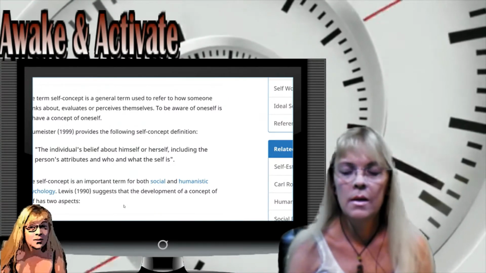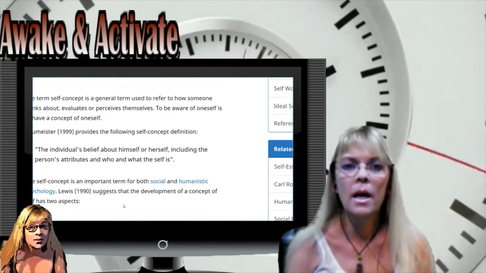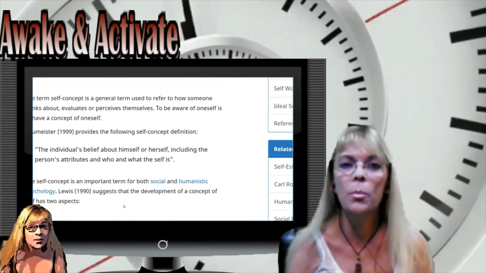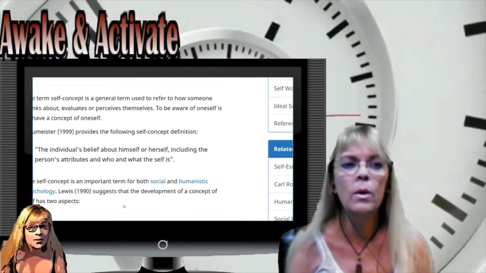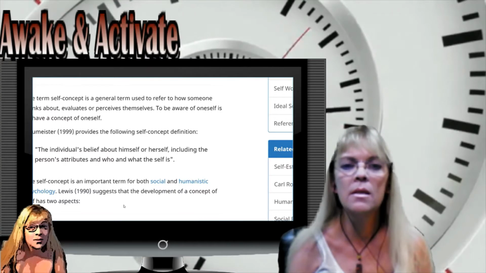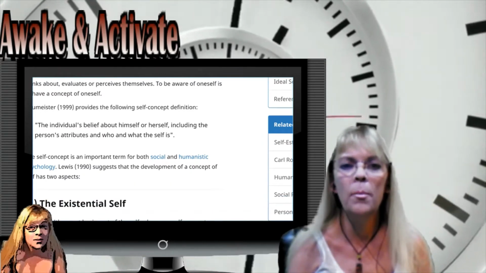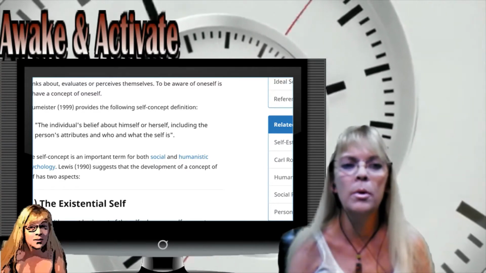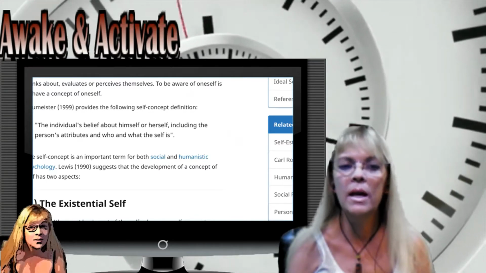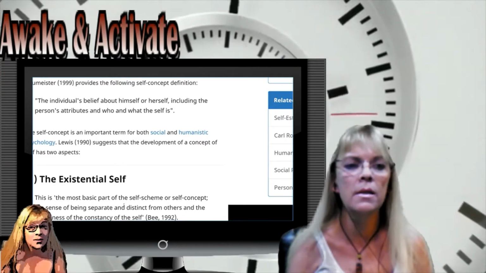Self-image. Self-esteem. The term self-concept is a general term used to refer to how someone thinks about, evaluates, or perceives themselves. To be aware of oneself is to have a concept of oneself. Brewmeister, 1999, provides the following self-concept definition: the individual's belief about himself or herself, including the person's attributes and who and what the self is. The self-concept is an important term for both social and humanistic psychology.